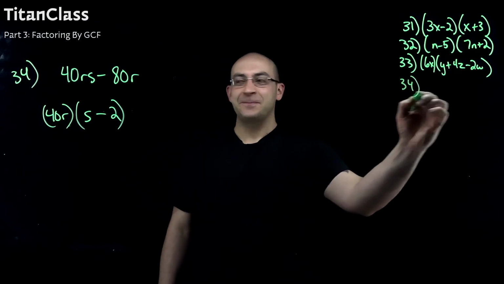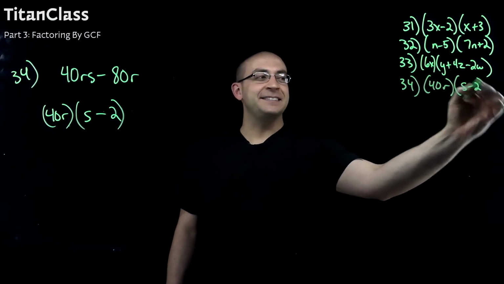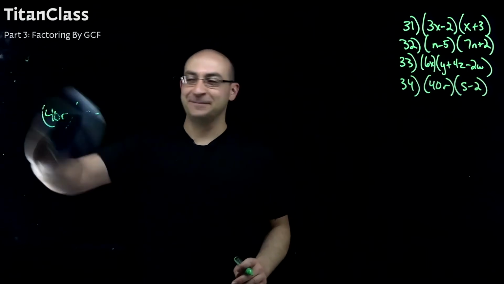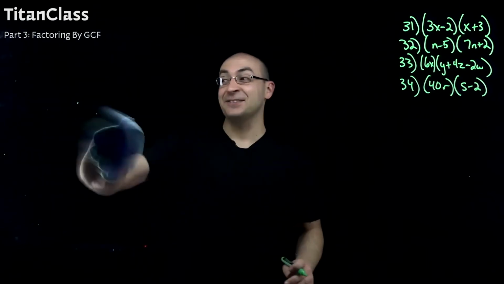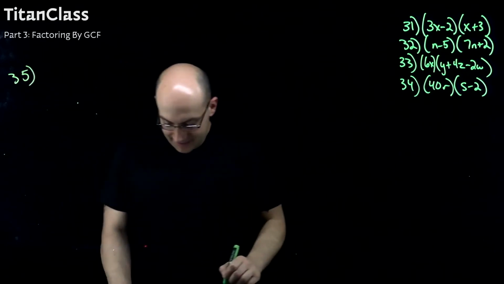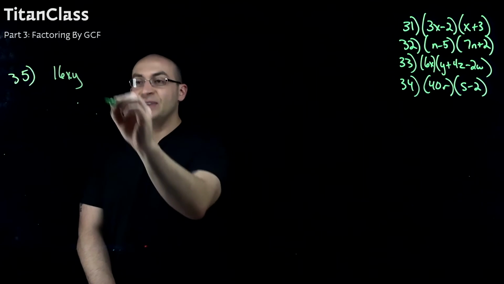34: 40R times the quantity S minus 2. 35. We're getting there. We're going to get there soon, hopefully. All right, 16xy plus 34z.